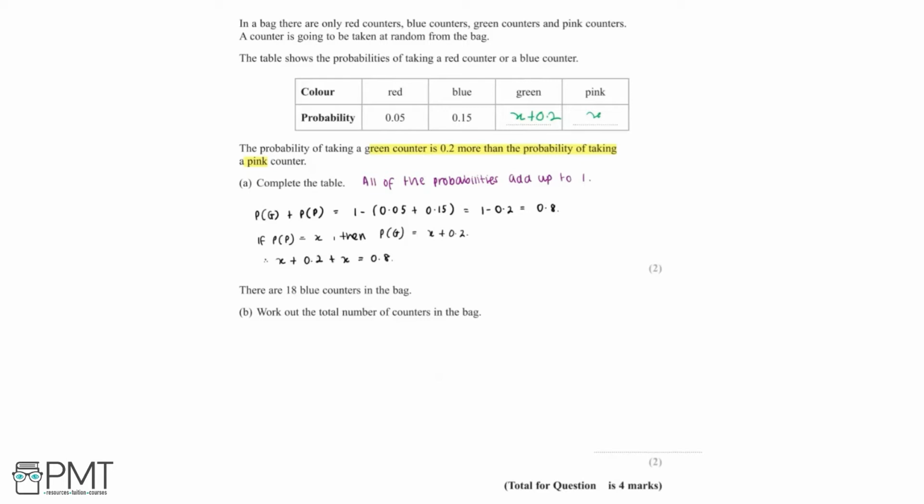Simplifying this, we can say that 2x plus 0.2 is equal to 0.8. Moving the 0.2 over to the other side, we can say that 2x is equal to 0.6, and therefore, dividing both sides by 2, x is equal to 0.3.